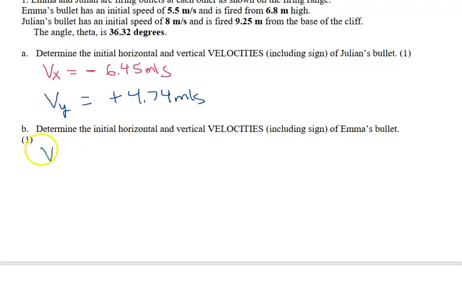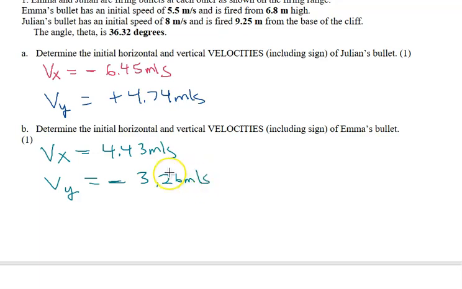Okay, so Emma's Vx is positive because it's heading to the right. And the Vy is negative because it's headed down at minus 3.26 meters per second. Okay, check. That is A and B.